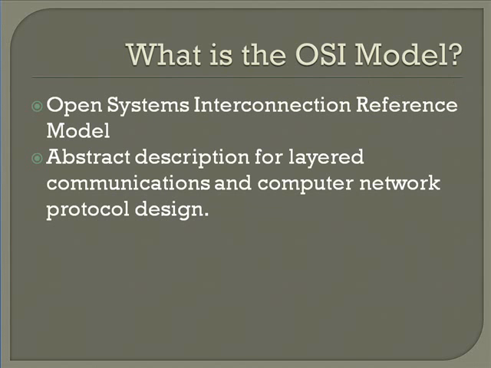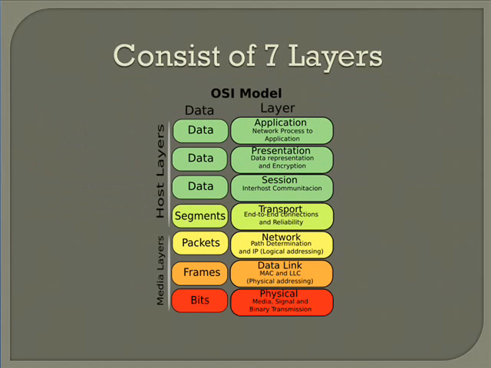So, what is the OSI model? The OSI model, also known as the Open Systems Interconnection Reference Model, is an abstract description for layered communications and computer network protocol design. It consists of 7 layers: application, presentation, session, transport, network, data link, and physical.